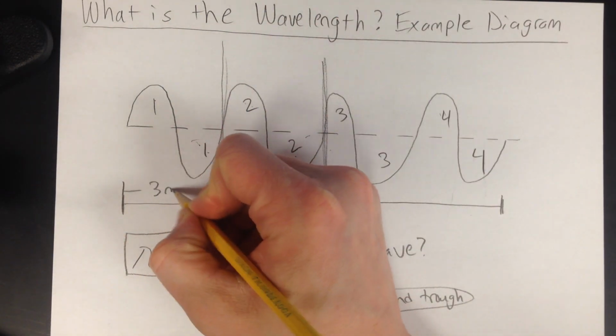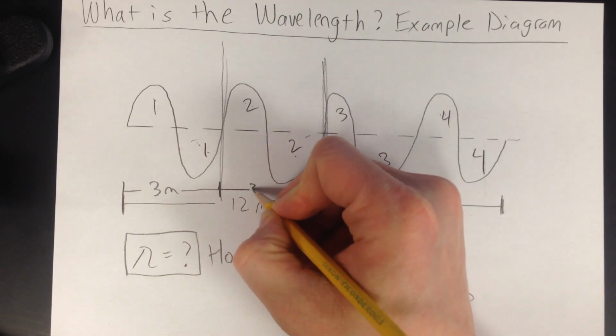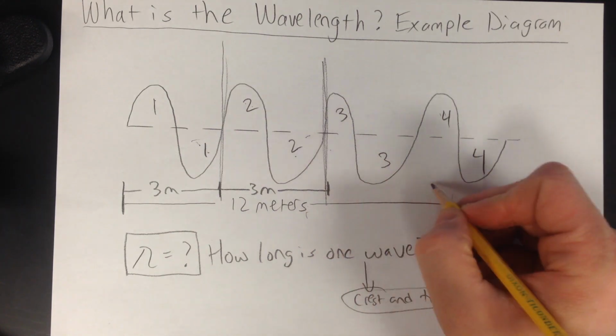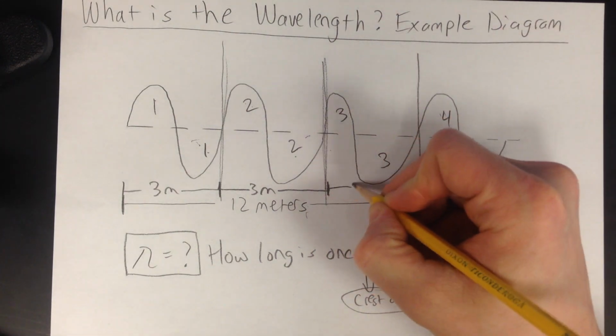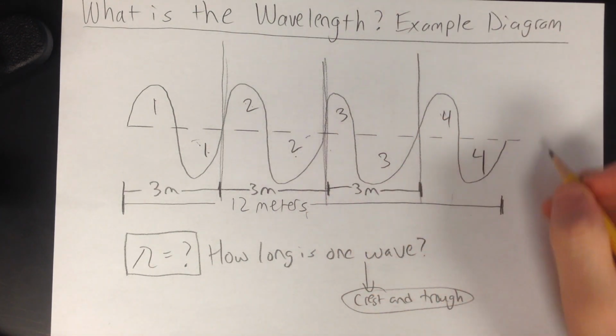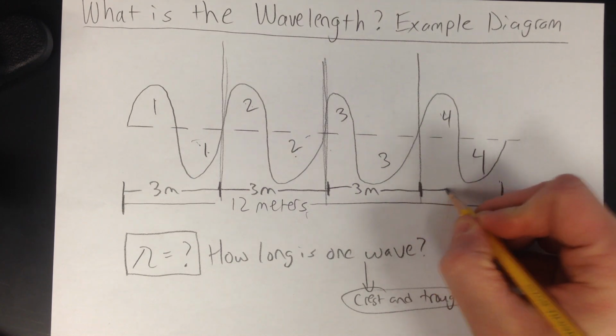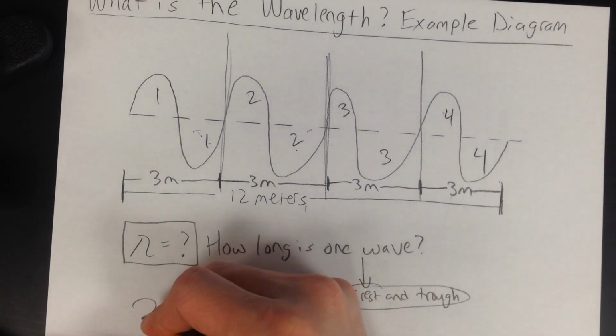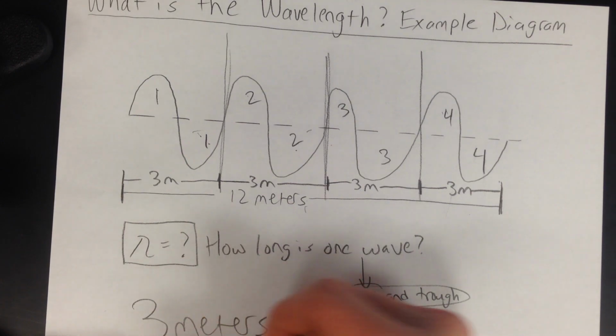Like that would be 3 meters. That would be 3 meters. Now I'm at 6, half of 12, right? Another 3 meters. Now I'm at 9. And another 3 meters would get me 12 meters, right? So if the whole picture there is 12 meters long, I'm just looking for how long one wave is, and that is 3 meters, right?